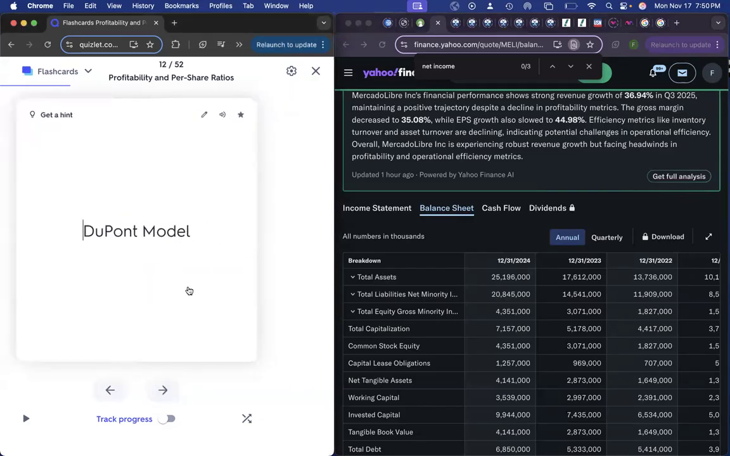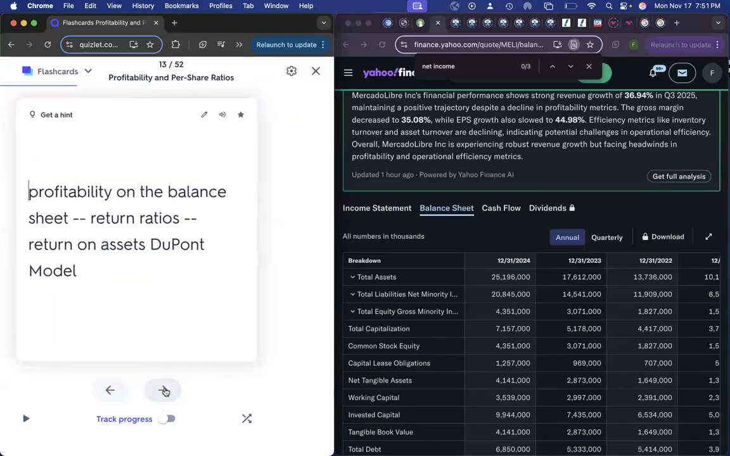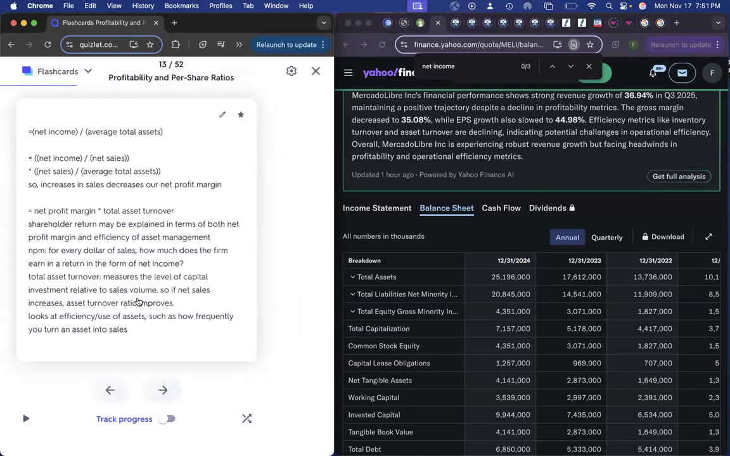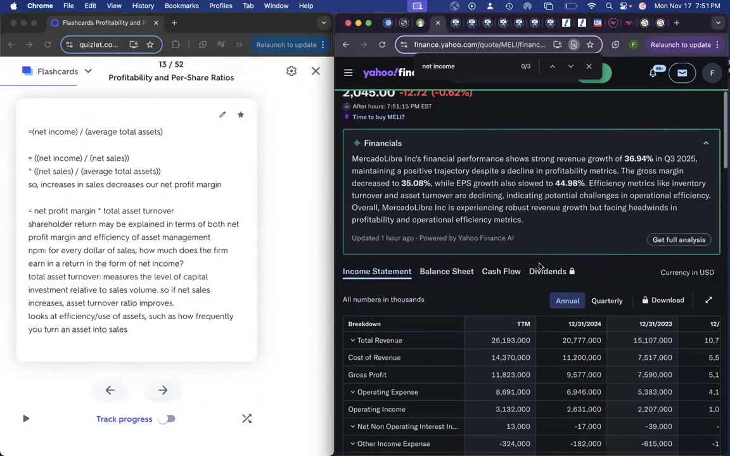If we want to use the DuPont model to break this down, remembering that the DuPont model splits a formula into two or more components and allows us to understand more about the factors that contribute to the ratio, we'll demonstrate exactly how that helps us understand return on assets. We start with the original formula of net income divided by average total assets, and we break that down into net income divided by net sales times net sales divided by average total assets.